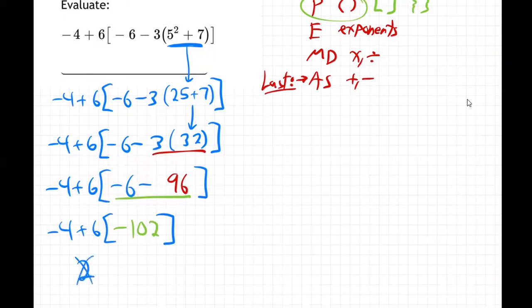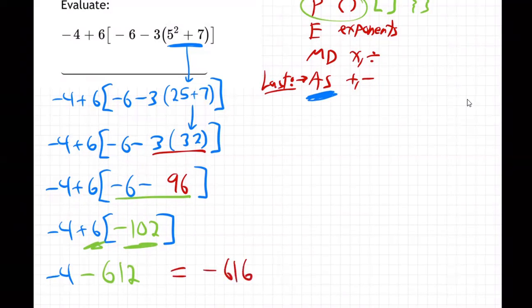Nope, not that, right? Why not? Because what's last? Adding, subtracting. We have to multiply first, don't we? First, multiply this times this, and you get -612. A positive times a negative, right? A positive 6 times a negative 102. -612, and then finish it, -616. There's the real answer.